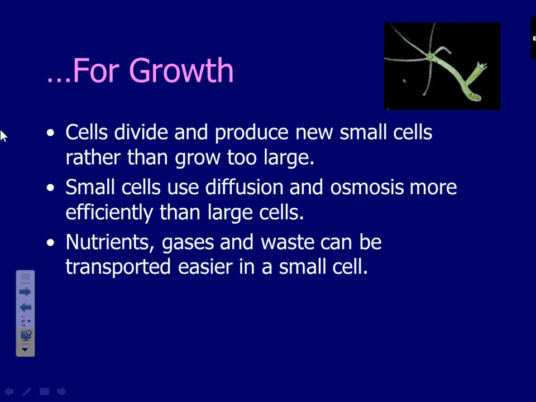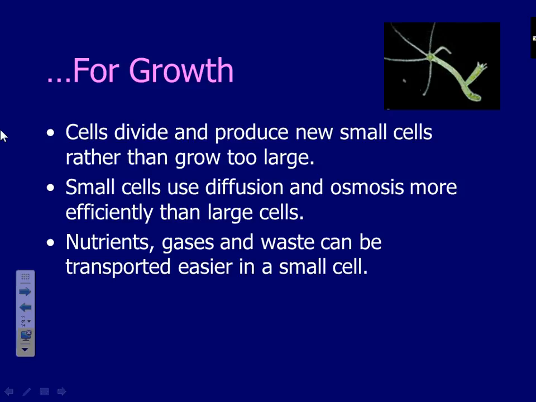The next two bullets are why we did yesterday's lab. Small cells use diffusion and osmosis more efficiently than large cells. Remember in yesterday's lab, those big cells, that purple hardly worked its way to the interior of the cell. If you had important structures of the cell located in the center, that's where the nucleus tends to be, then that nucleus is not going to get the nutrients it needs, maybe even the mitochondria.